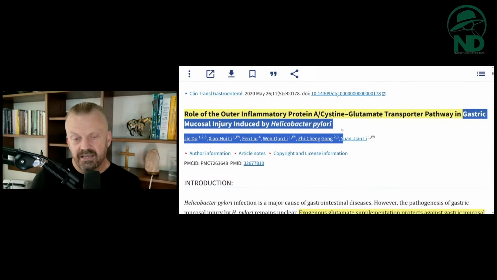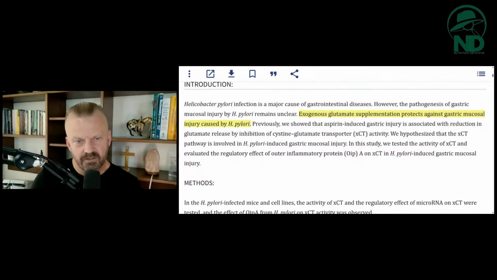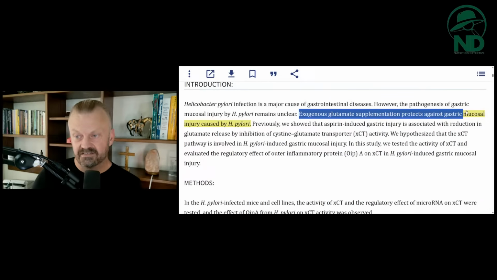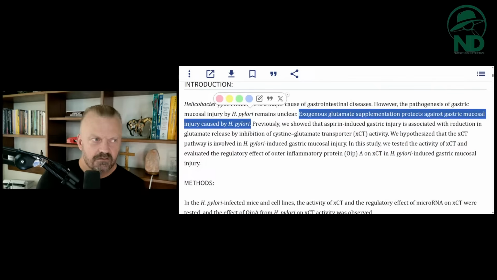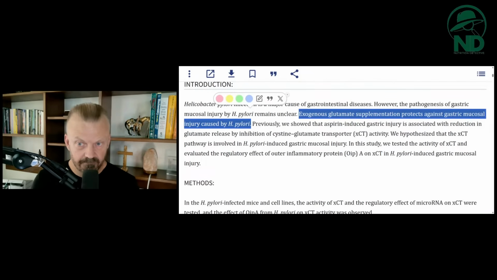But what happens to H. pylori when they get some glutamate? Well, here's a statement in the abstract. Exogenous glutamate supplementation, I could say that as MSG on your food, protects against gastric mucosal injury caused by H. pylori. Okay. So H. pylori makes urease that it needs nickel to do, and the urease makes ammonia, which damages the gut lining, and glutamate can scavenge ammonia. Are you following?